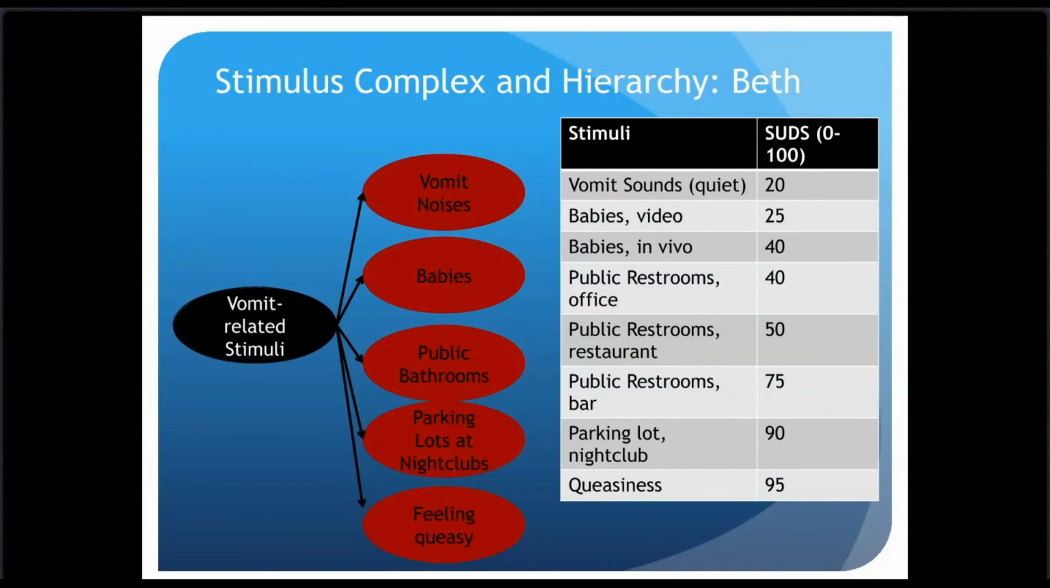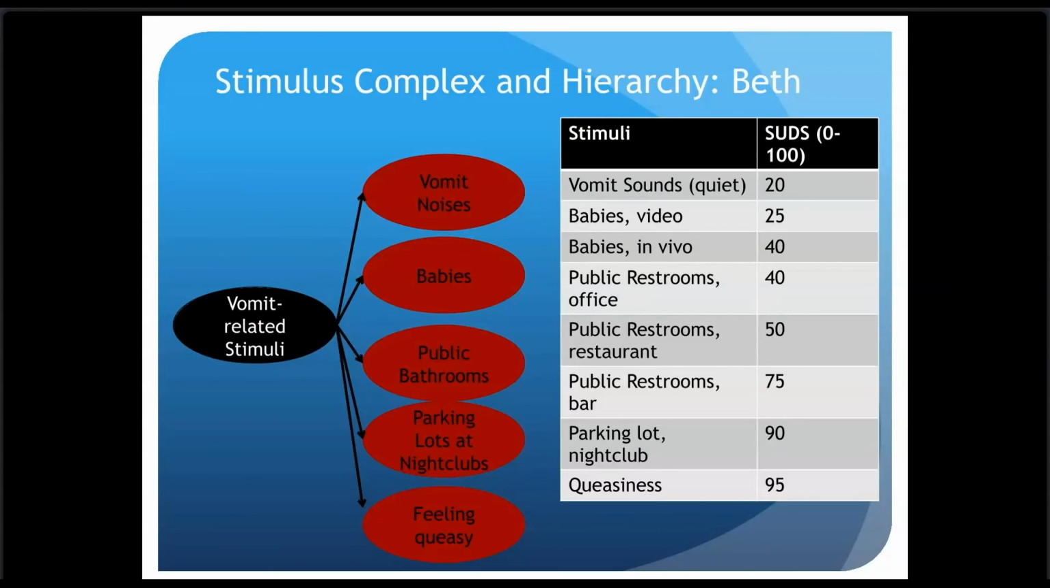So the stimulus complex for Beth, not her real name either, by the way. A lot of vomit-related stimuli: vomit noises, babies. Any of you who are familiar with babies know vomit is going to be there. Public bathrooms, parking lots, nightclubs, feeling queasy. So here's just a few of them as examples, and this is a very abbreviated hierarchy, but it's for illustrative purposes. So the SUDS ratings here, we have some quiet vomit sounds, so like a little bit of noise.